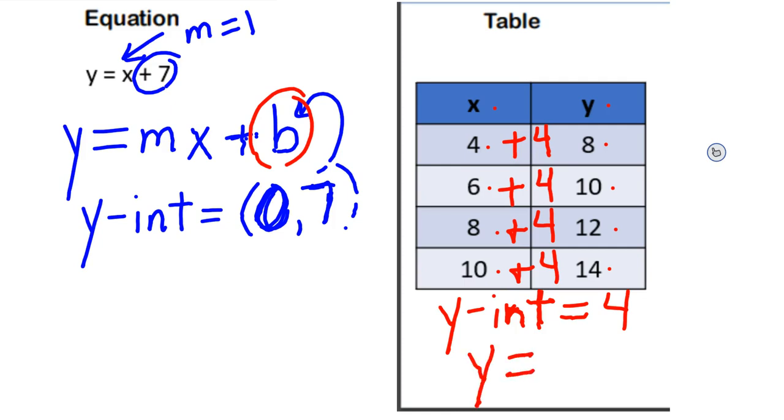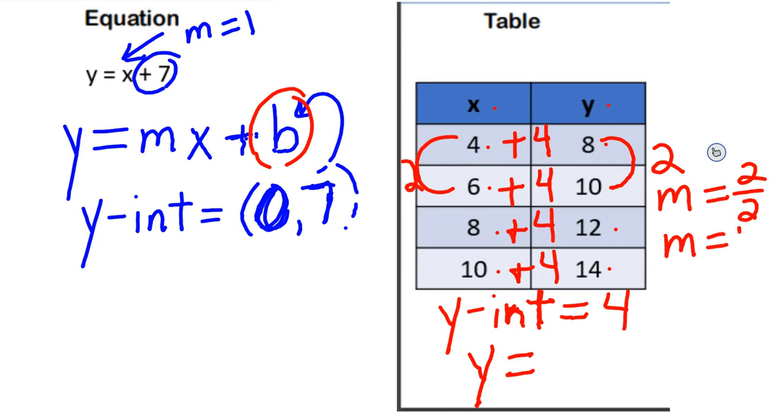equals, okay, for this lesson, we're assuming that slope is 1, and I can prove that slope is 1. I can look at the change in y, which is 2, and the change in x, which is 2. So slope is equal to 2 over 2. So slope is equal to 1.